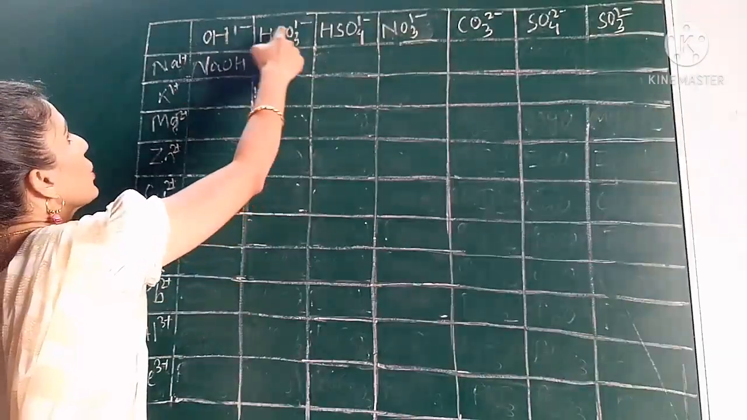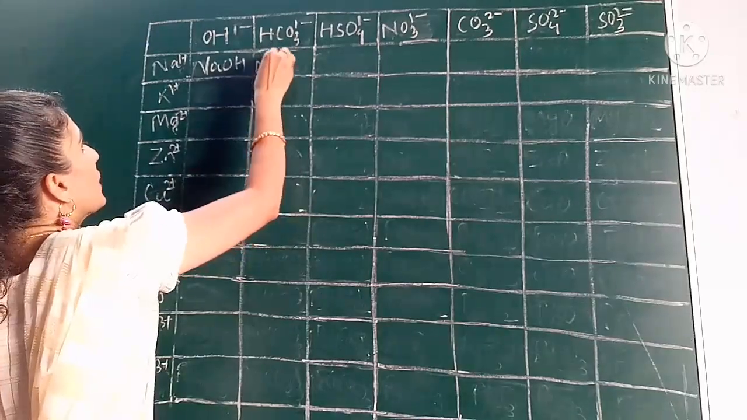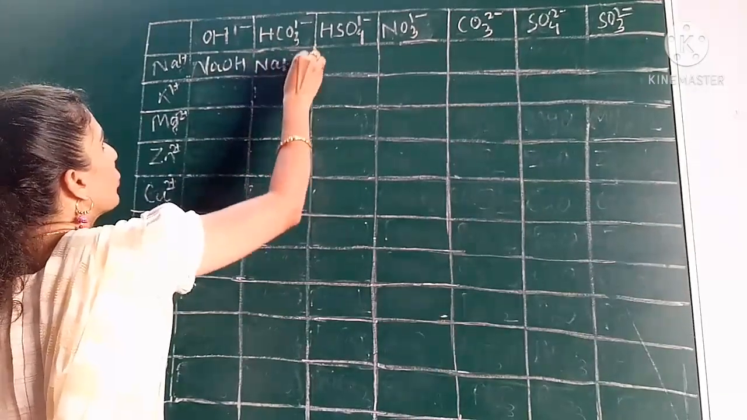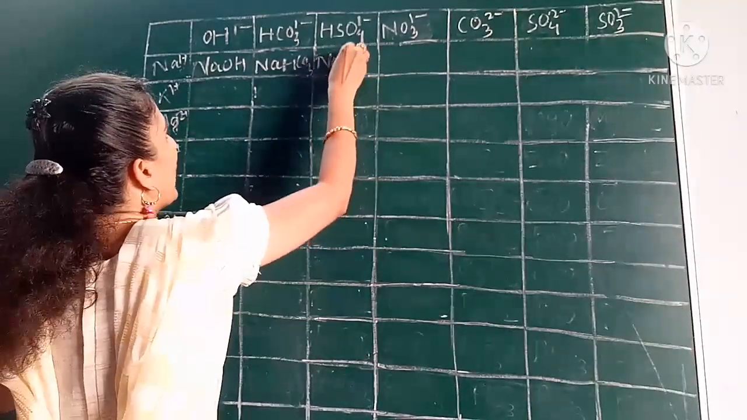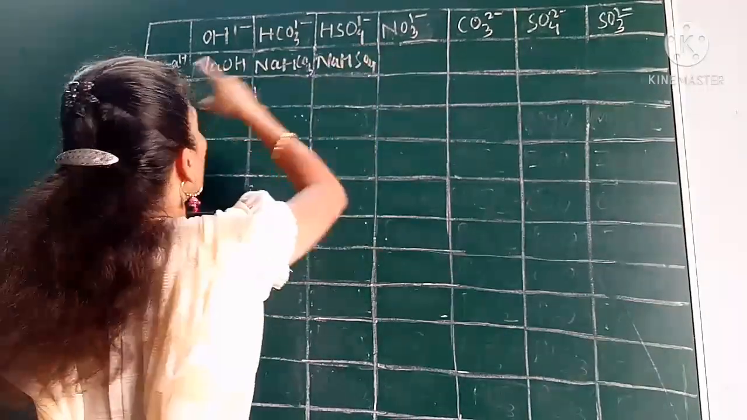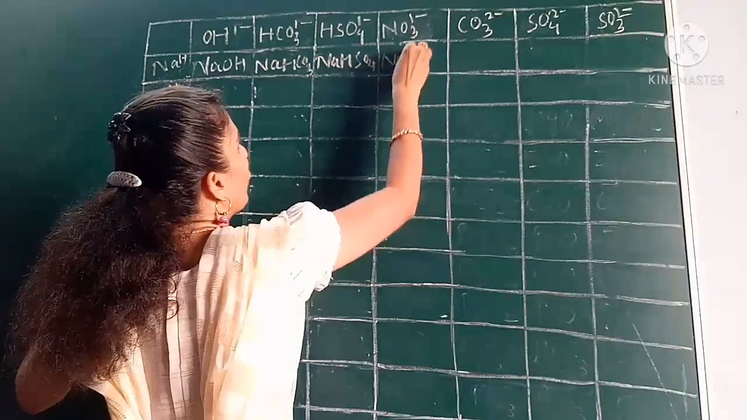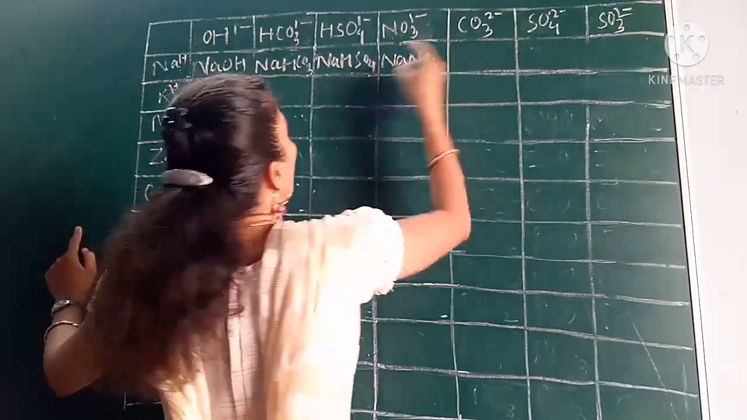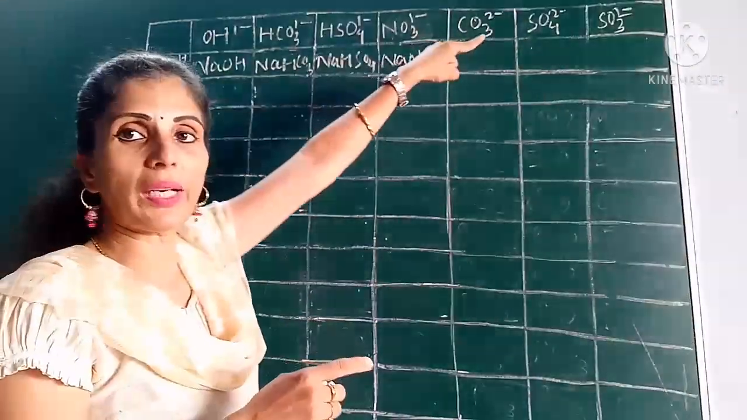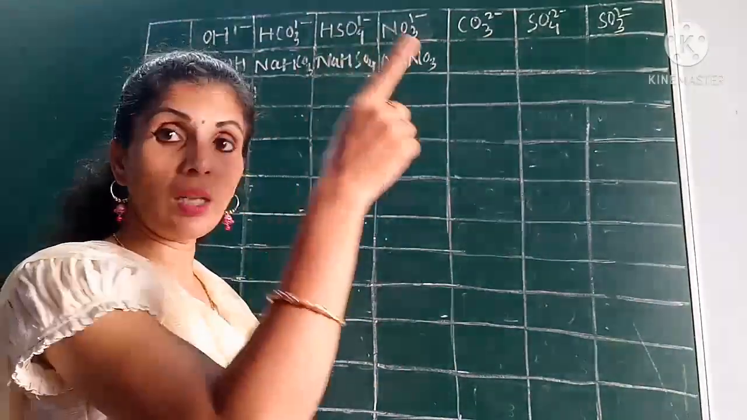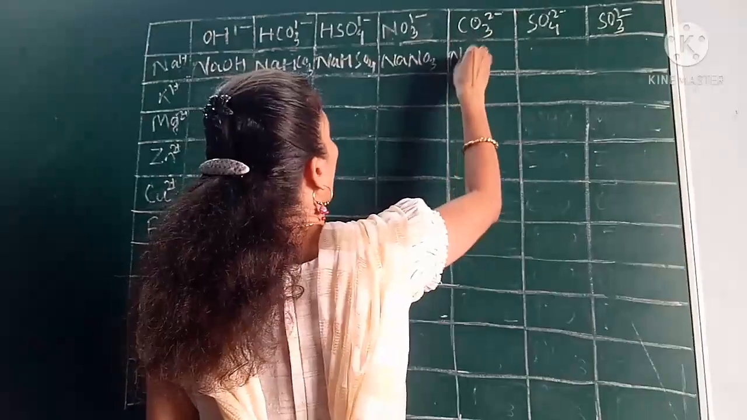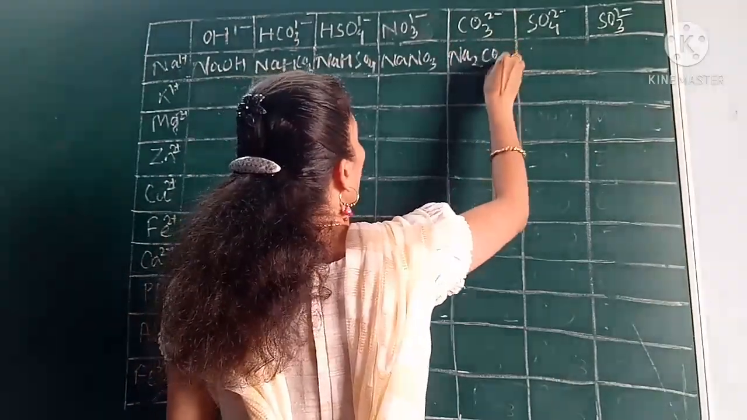After that 1 plus 1 minus is cancelled, that is NaHCO3. Same, 1 plus 1 minus is cancelled, NaHSO4, then NaNO3. Then here valencies are different, so you have to write Na2CO3. 2 will come here and 1 will go there.